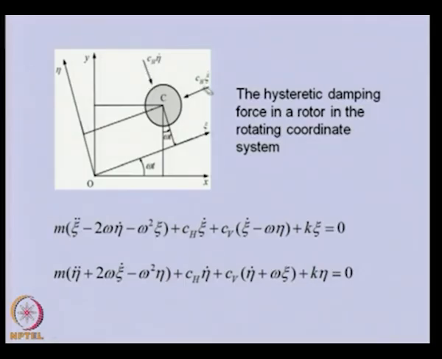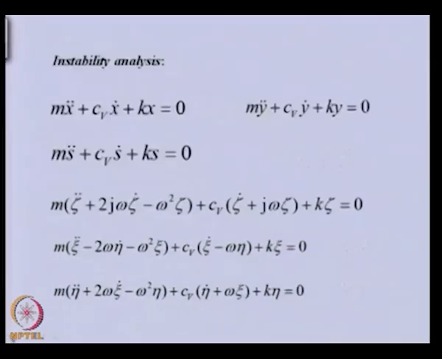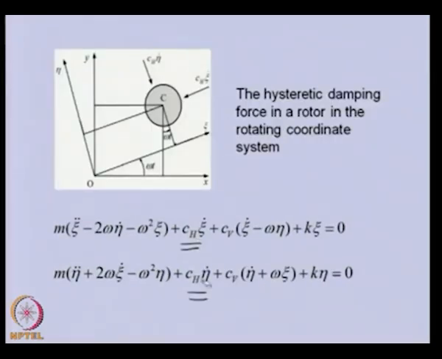So now you can see that because we have already derived the equation of motion in the xi direction and eta direction, if we want to include the hysteretic damping, we just need to include these 2 terms in the previous equation of motion. So this equation of motion is exactly the same, the only thing is we have now added the additional term of the hysteretic damping, CH. CV is already there in this. Now this equation is ready for doing the stability analysis of the system.